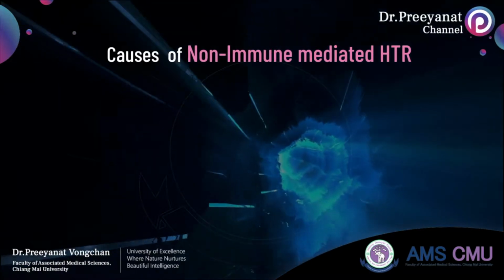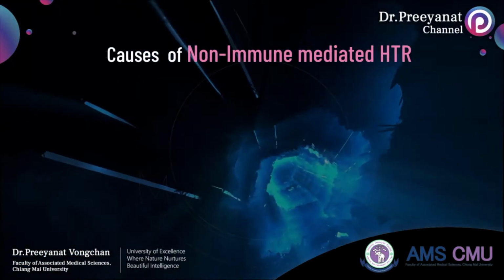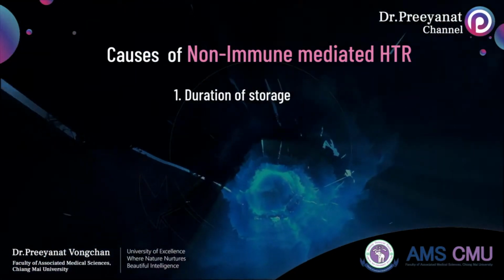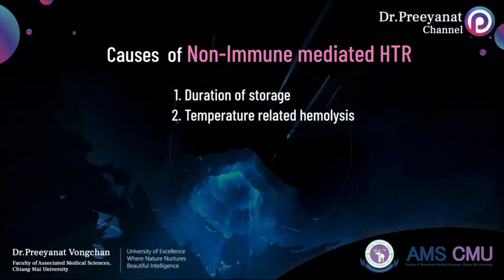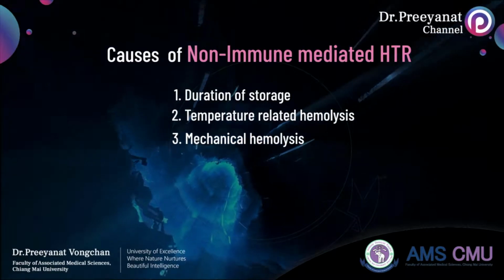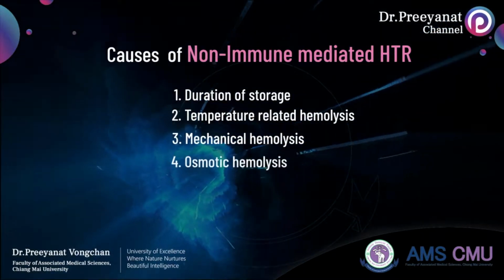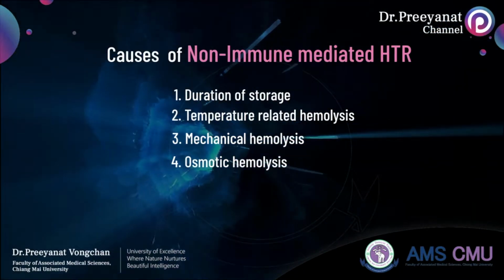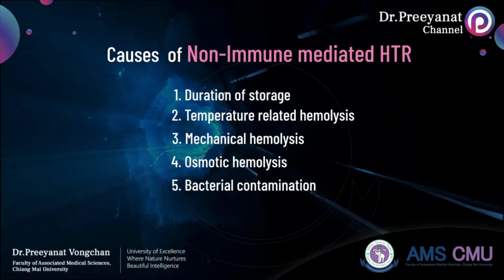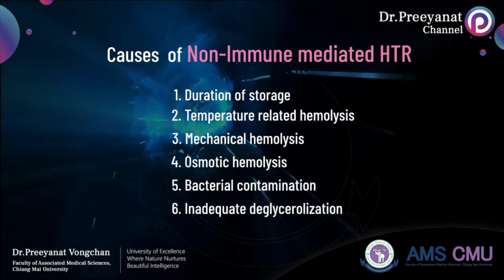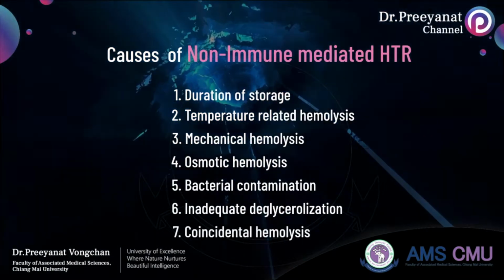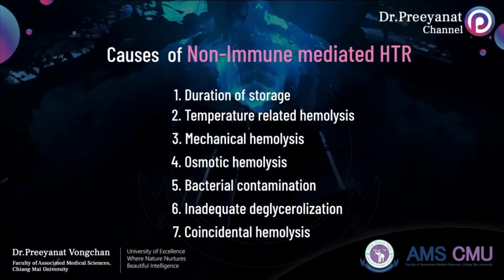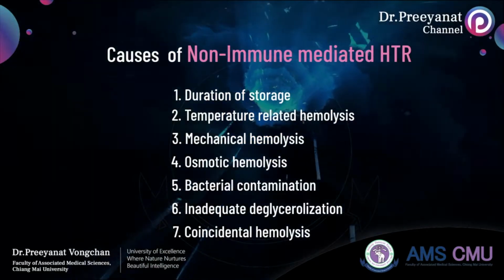Hemolysis of red blood cells can be raised in many situations, including duration of storage, temperature-related hemolysis, mechanical hemolysis, osmotic hemolysis, bacterial contamination in blood unit, inadequate deglycerolization of red blood cells, and coincidental hemolysis, which is a defect of red blood cells.